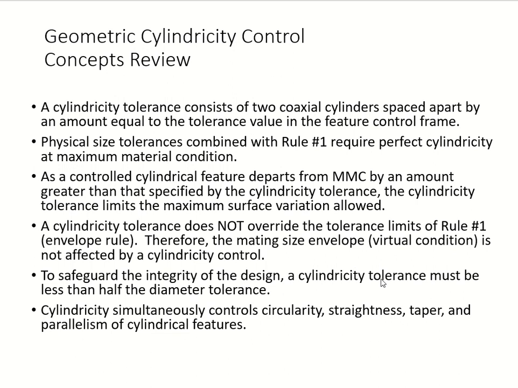So this is the one in your box, and that's in your size. Yeah, size dimensions given to you, so that the box tolerance has to be less than half of your diameter tolerance. Yeah, you have only two numbers anyway. So cylindricity simultaneously controls your circularity, straightness, taper, parallelism. Yeah, all of your cylindrical features.